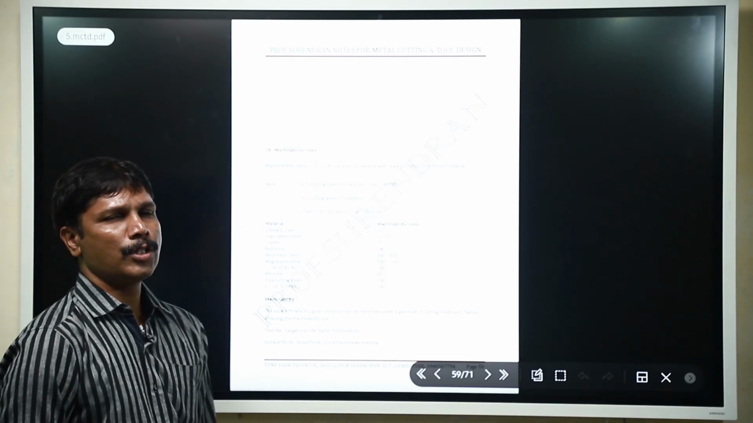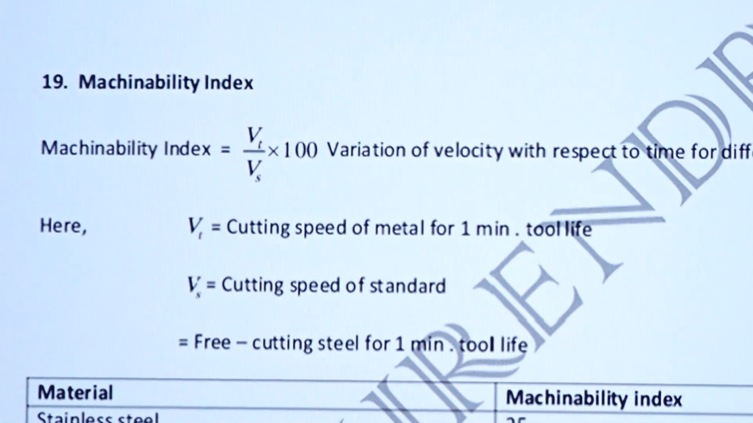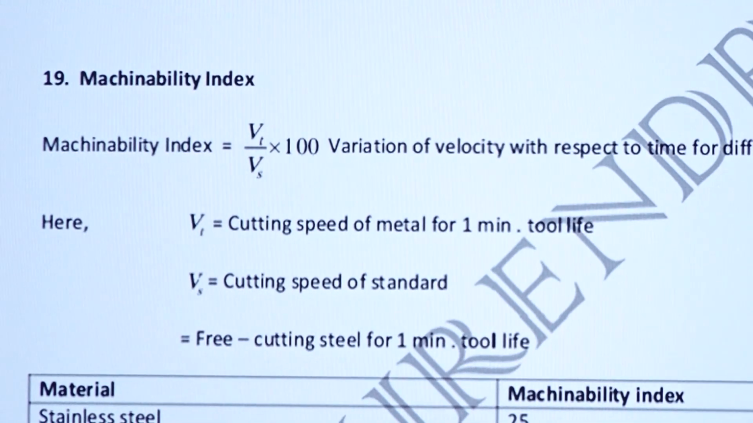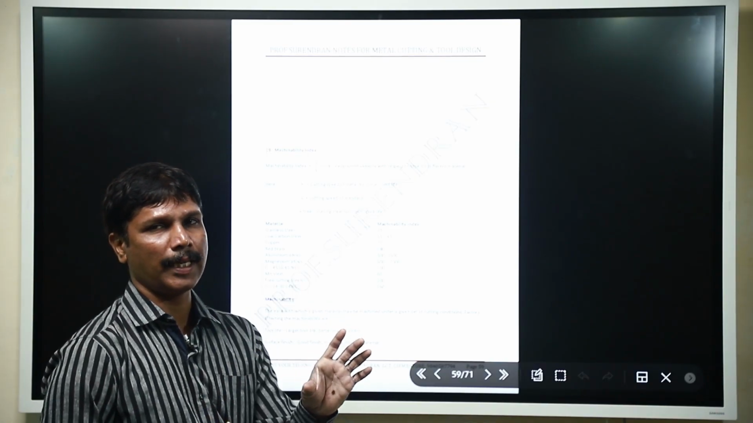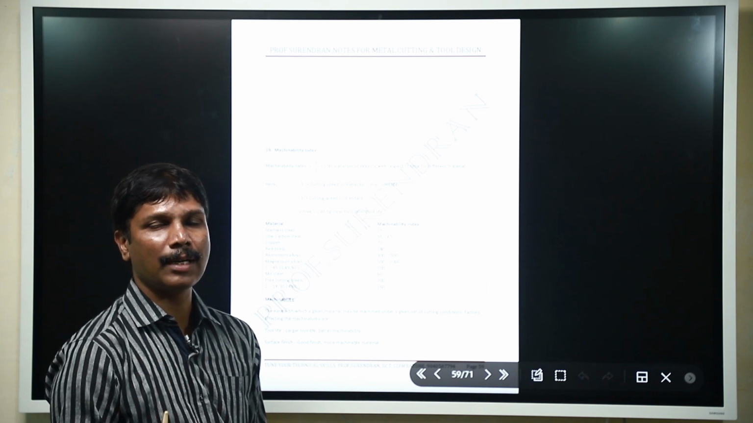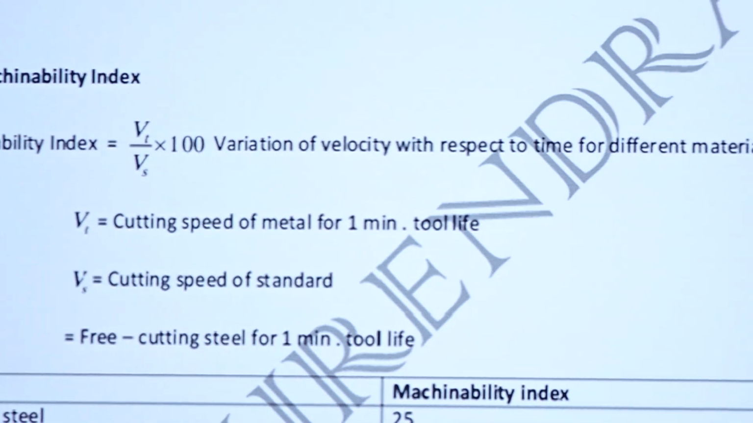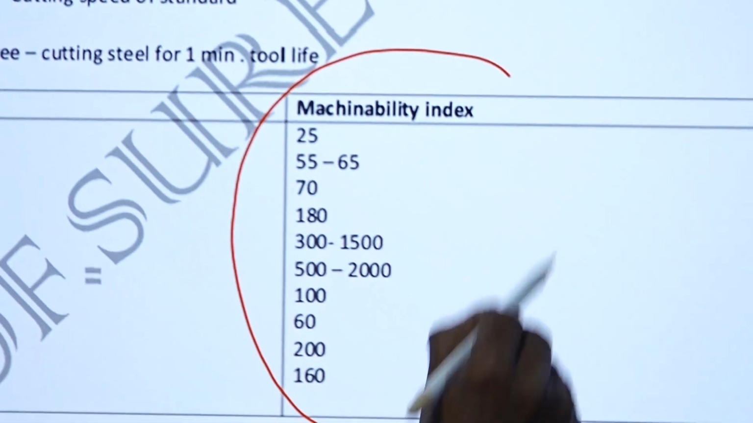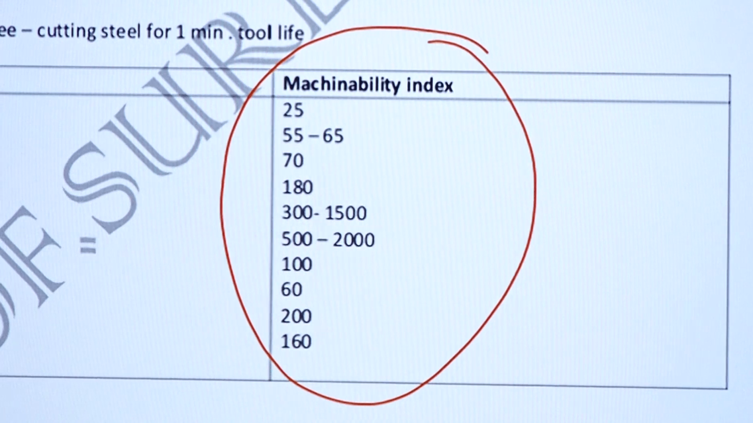Next, we should know about the machinability index. What do you mean by machinability index? It is the cutting speed of the metal for 1 minute tool life compared with the cutting speed of a standard material. We have some reference standard material, so our cutting speed is compared with the standard material cutting speed. That ratio is called the machinability index. We have different machinability indexes for different materials.